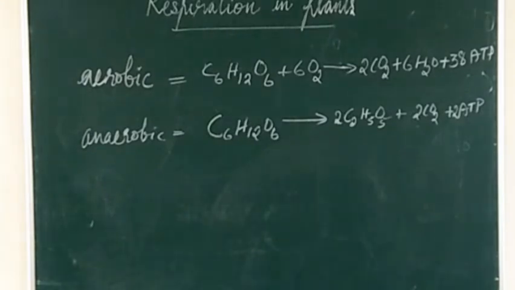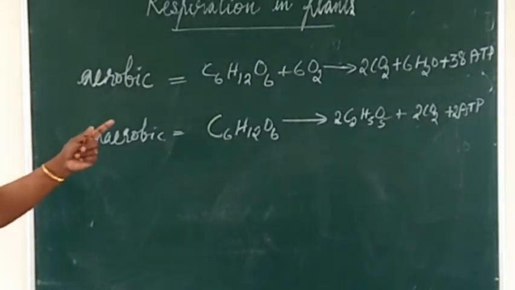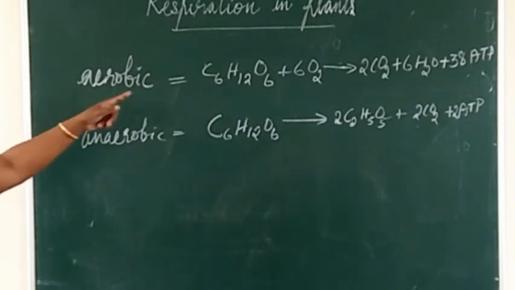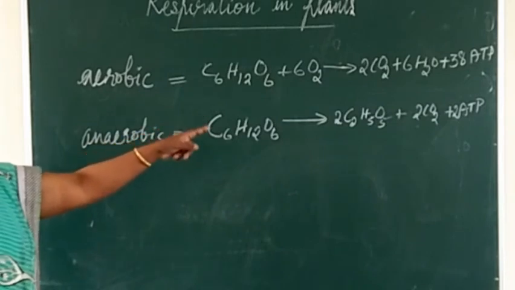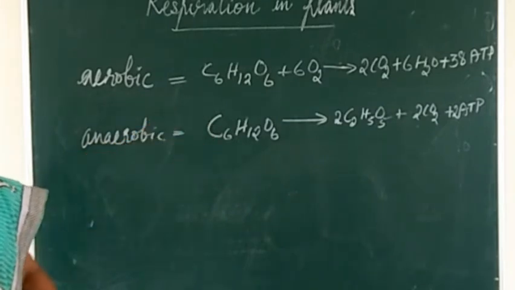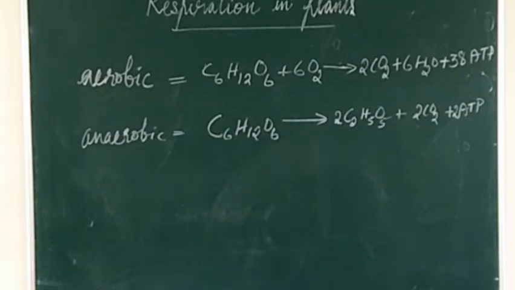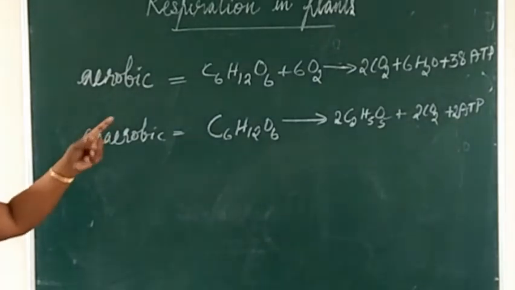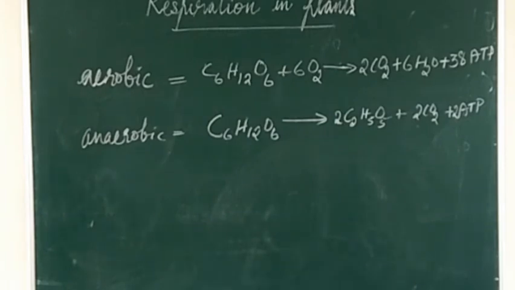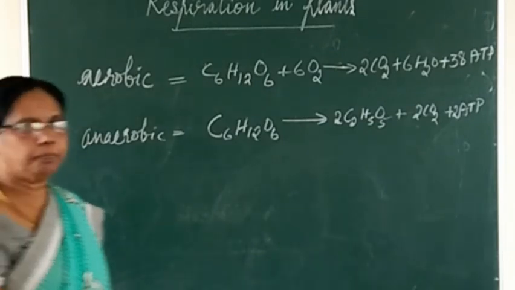And third, the end products are carbon dioxide, water and energy in the case of aerobic respiration. Whereas in anaerobic respiration, the end products are ethyl alcohol, carbon dioxide and 2 ATP. And again, the energy liberation is also different. In aerobic respiration, 38 ATP is released, whereas in anaerobic respiration, only 2 ATP is liberated. That's all about aerobic and anaerobic respiration.